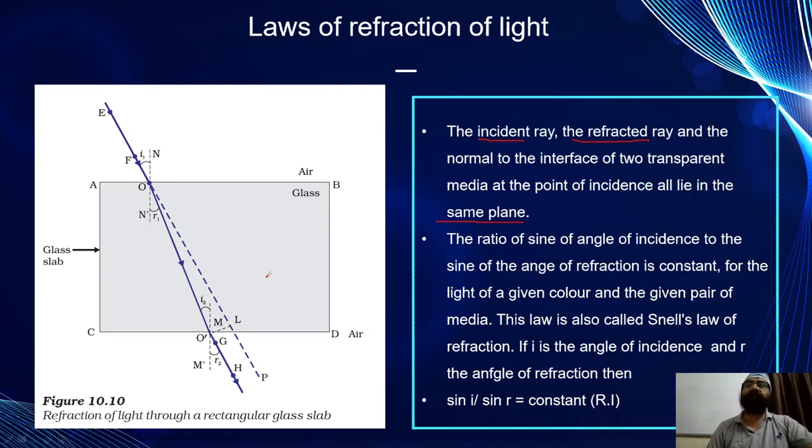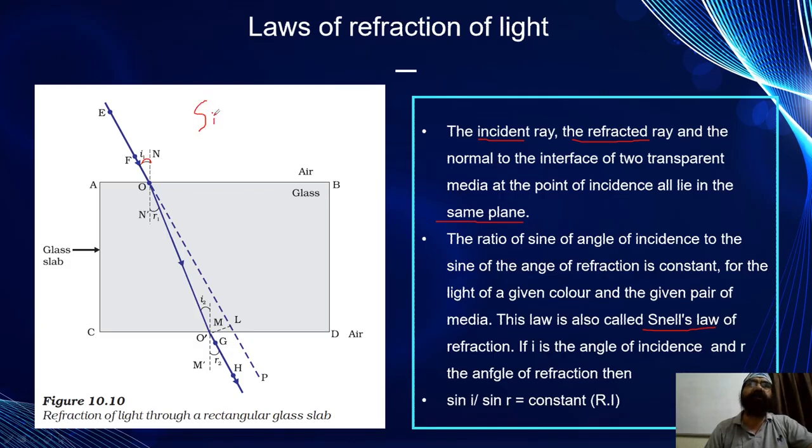The second one, this we need to understand. The second one is also known as Snell's law. Okay, Snell gave it to us. So it's also known as Snell's law. Now, what does it say? This law says that the sine of angle of incidence, which means sine I.